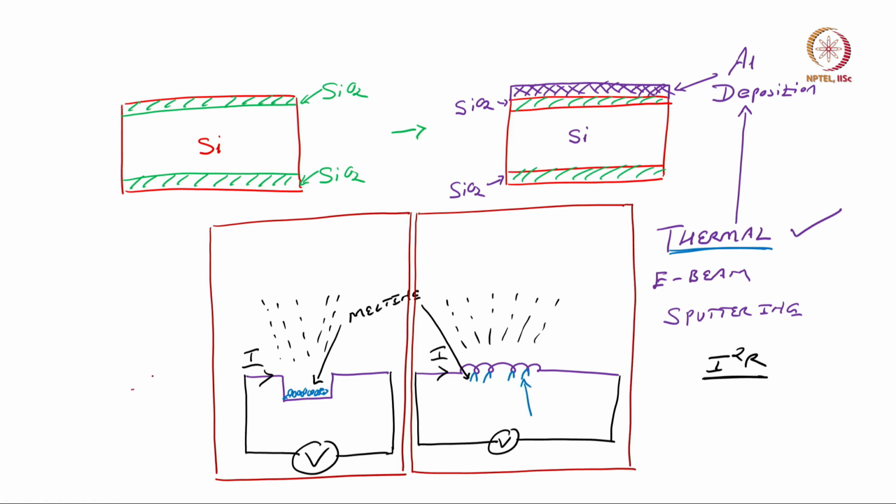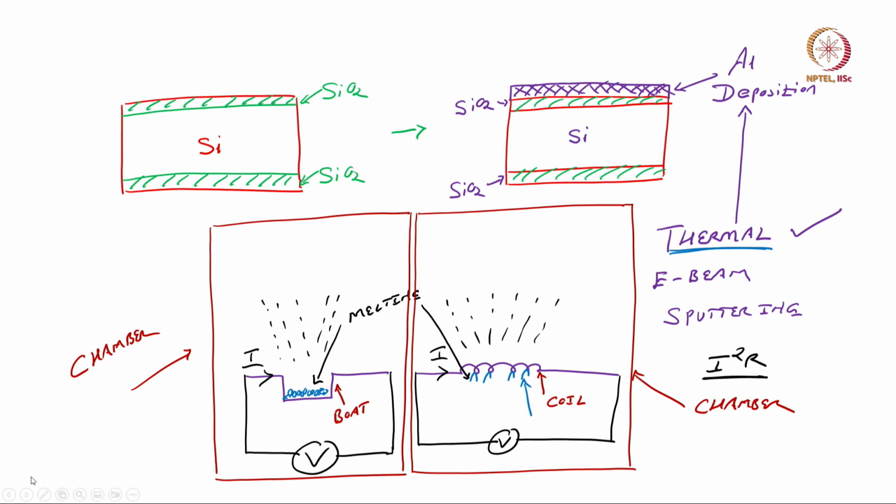Okay. This is a chamber. This is also a chamber. What is the difference? Nothing, only that here we have used a coil, this one, and here we have used a boat. Both are source holders.